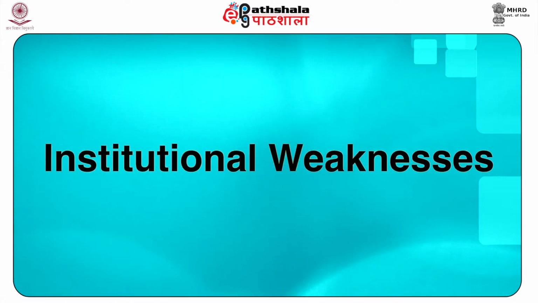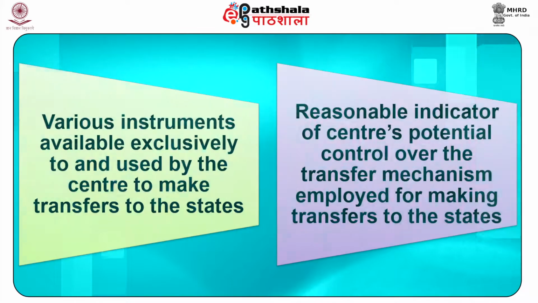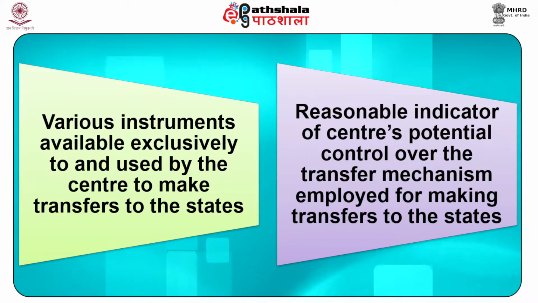Moving on to discuss the major issues of center-state financial relations. First issue is the institutional weaknesses. The institutional structure underlying the central transfers in India shows there are various instruments available exclusively to and used by the center to make transfers to the states. This may be a reasonable indicator of the center's potential control over the transfer mechanism employed for making transfers to the states.